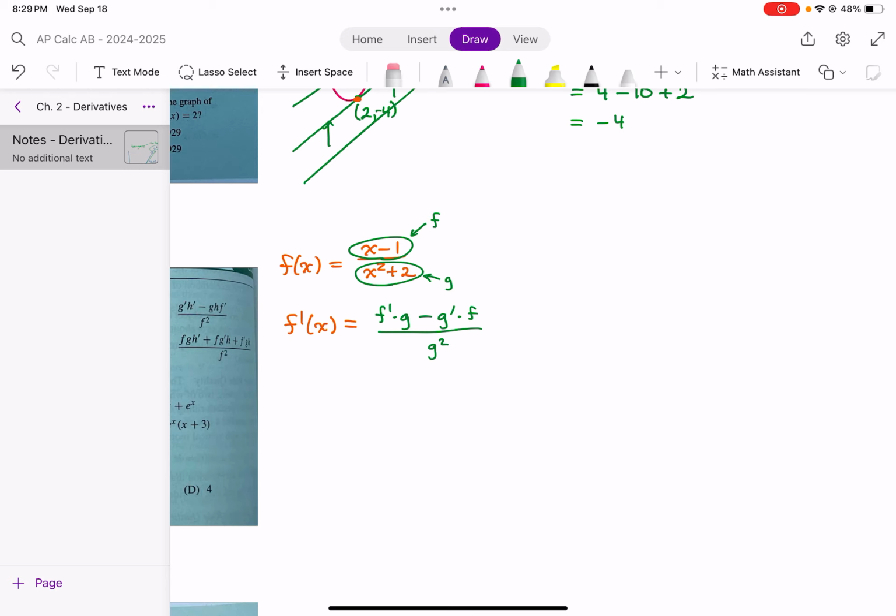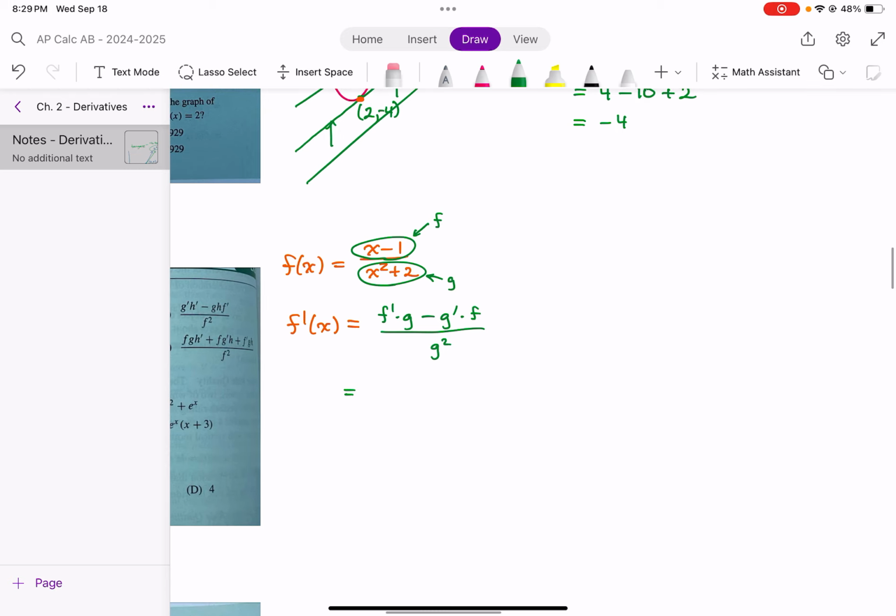All right, so I'm just going to plug those things in. Derivative of the first, the top function, that's 1, times the second, just keep it the same, minus the derivative of the second. Oh, okay, we don't need the chain rule here. We can do that, right? That's just going to be 2x times the first, x minus 1, divided by x squared plus 2 squared. Don't forget the squared.